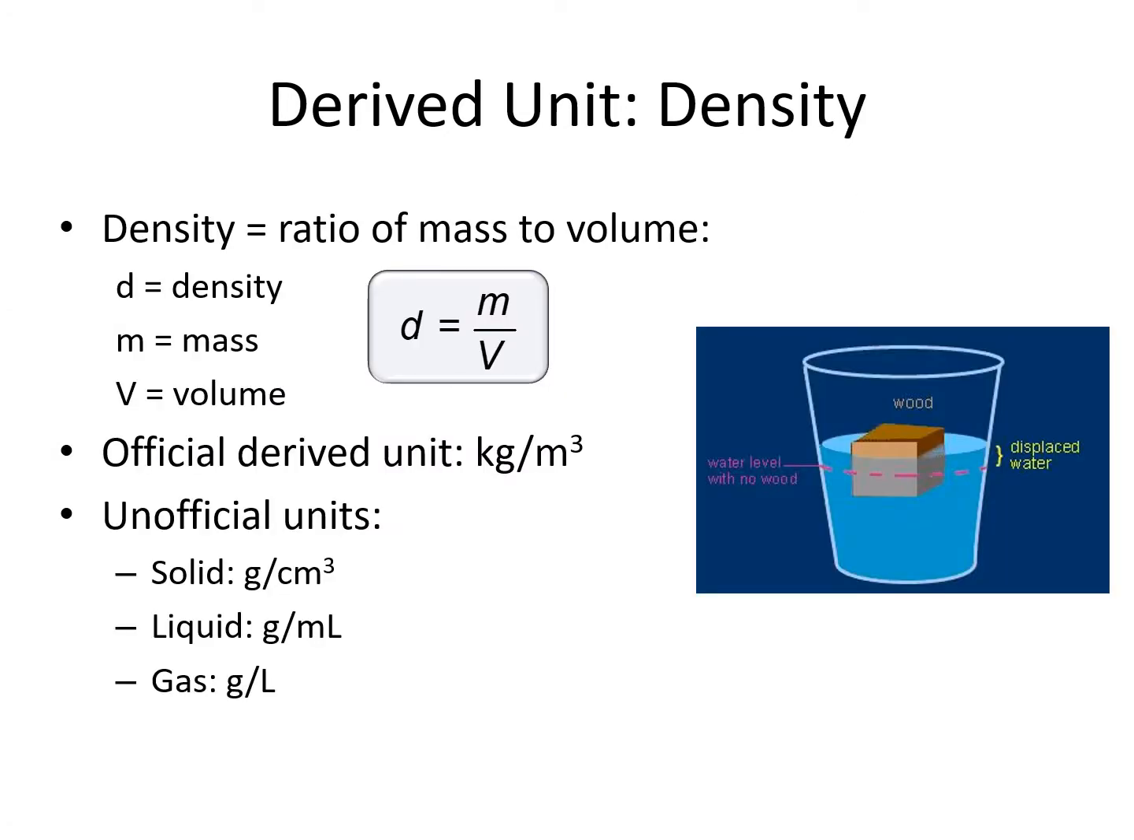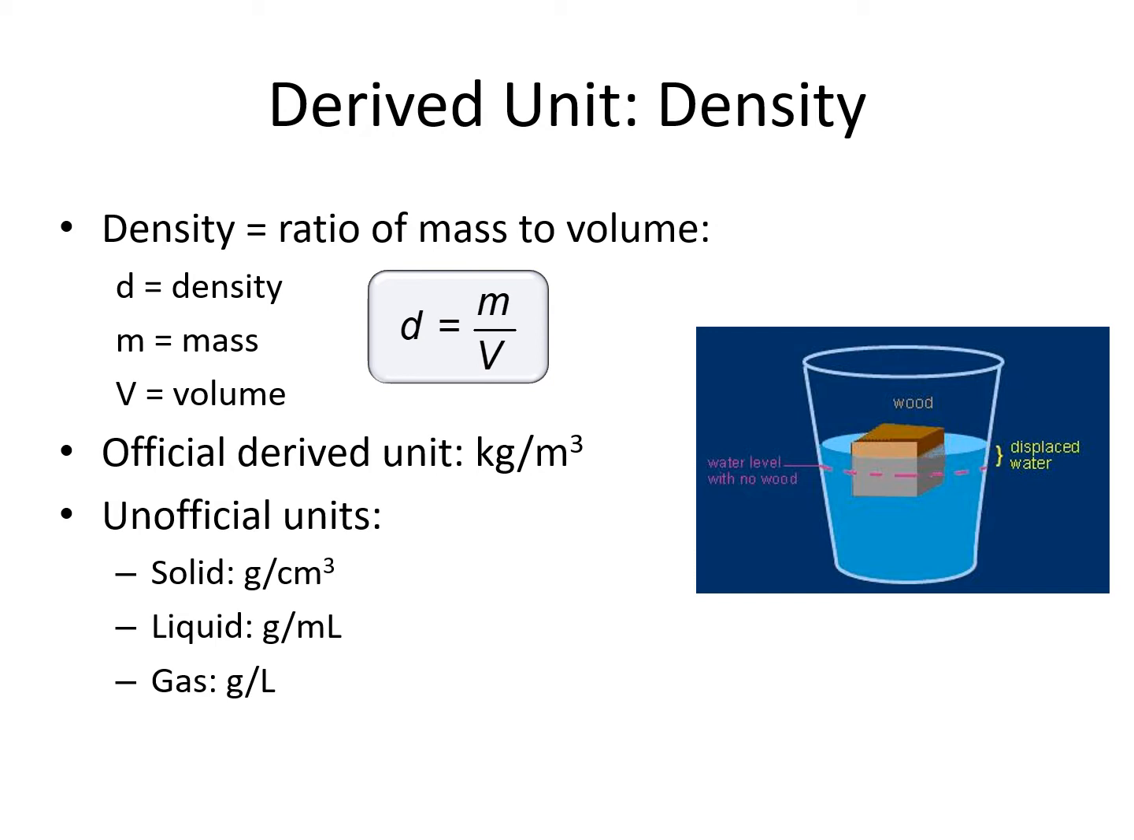There is also no official SI unit for density, but again we can derive one based on how it is calculated. The formula is density, D, equals mass, M, divided by volume, V. Our official SI unit for mass is kilograms, and our derived SI unit for volume is cubic meters. So the official derived unit for density is kilograms per cubic meter.